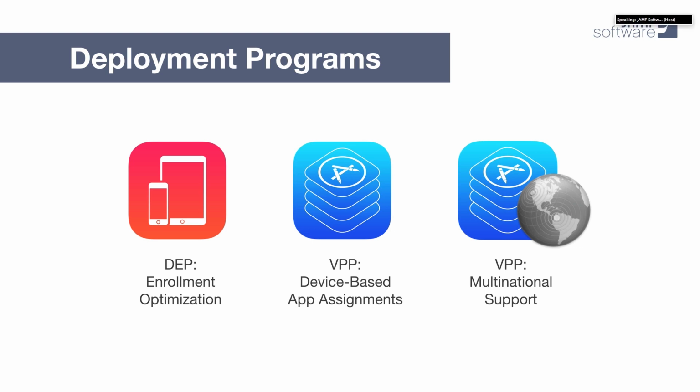And another enhancement to VPP is the fact that you can purchase and distribute apps that are assigned to users and devices in any country where that app is available. So you buy it once, and then you can distribute it to multiple countries. Makes multinational support of apps far, far easier. So you don't have to have multiple instances of VPP running all the time.